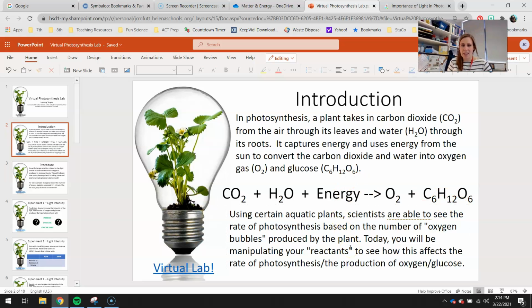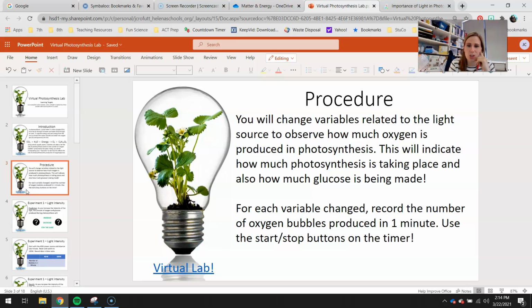Using certain aquatic plants, scientists are able to see the rate of photosynthesis based on the number of oxygen bubbles produced by the plant. Today you will be manipulating your reactants to see how this affects the rate of photosynthesis and the production of oxygen and therefore glucose. So your procedure: you will change variables related to the light source to observe how much oxygen is produced in photosynthesis. This will also indicate how much photosynthesis is taking place and how much glucose is being made. For each variable changed, record the number of oxygen bubbles produced in 1 minute.